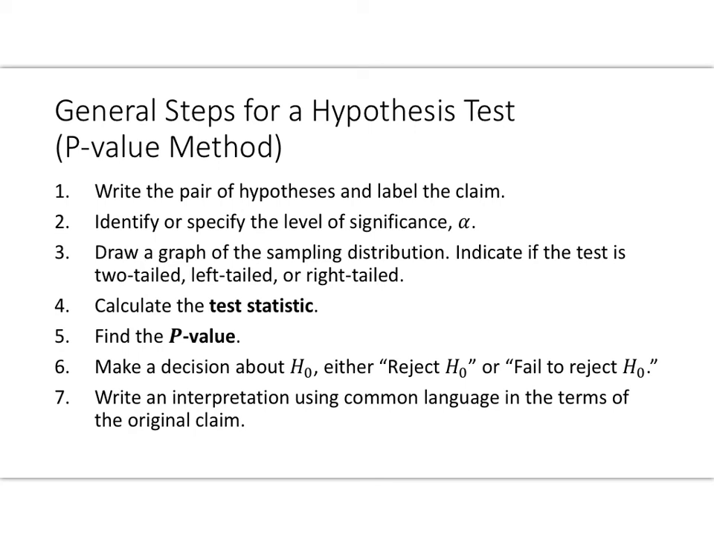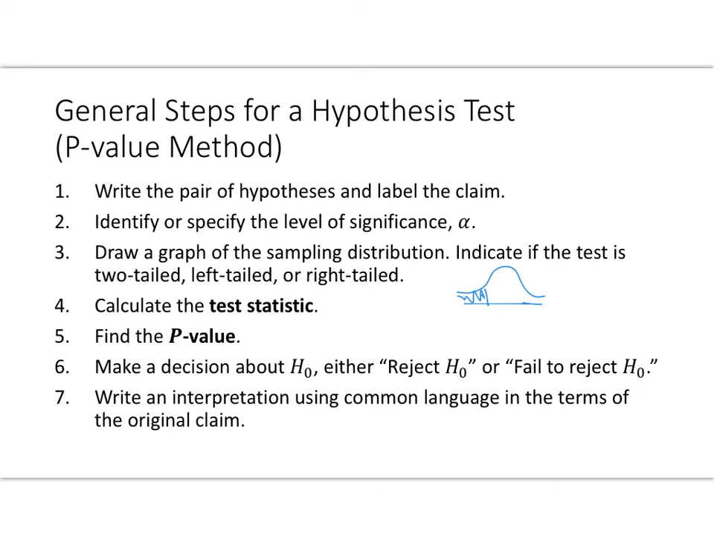So the general steps for a hypothesis test, again, we are doing the p-value method. The first thing we'll do is write the pair of hypotheses and label the claim. Then specify the level of significance, so always state what alpha you are using. Draw a graph of the sampling distribution and indicate if the test is two-tailed, left-tailed, or right-tailed. These are going to look like normal distributions, and then you'll just shade which way. If it is a left-tailed test, you'll shade to the left.